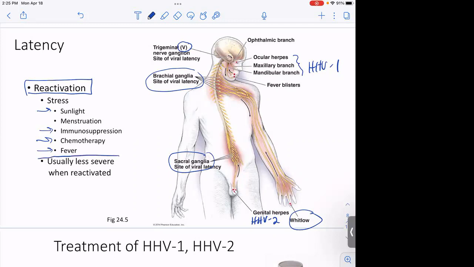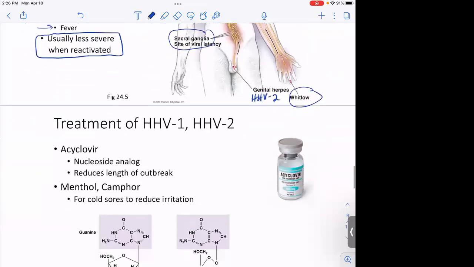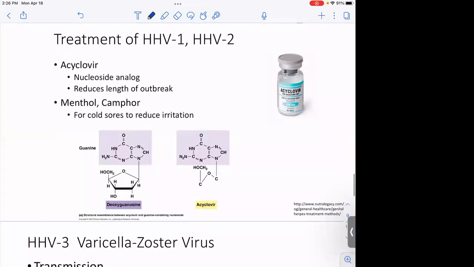The good news is usually symptoms are not as severe when they're reactivated. So we do produce a little bit of antibody to kind of dampen down the effects of that a little bit. So oftentimes over time, it's not as bad. What can we do to treat it? Well, we don't have a lot.